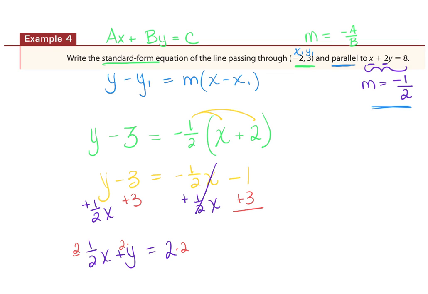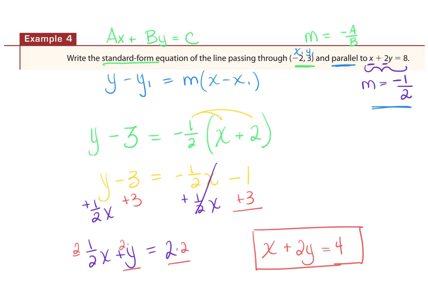So 2 times 1/2, that just gets rid of my denominator. That gives me just a 1x. 2 times y, well, that just gives me 2y, and 2 times 2 gives me 4. This is the standard form of that line, x plus 2y equals 4. So the same process, you need to figure out what your slope is. It's parallel, so whatever that slope was, that's what you're going to use.